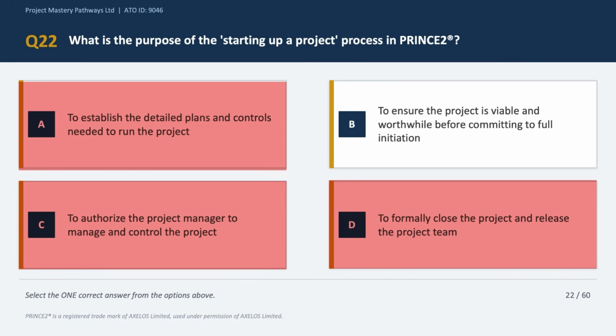Option B says to ensure the project is viable and worthwhile before committing to full initiation. And this looks like the correct answer choice because starting up exists to prevent poorly conceived projects from progressing. It is a light touch check before committing significant resources to the full initiation stage of the project. Think of starting up a project as the litmus check, the most fundamental check of the genesis of a project, before even the project moved into initiation. Okay, so the correct answer is option B.